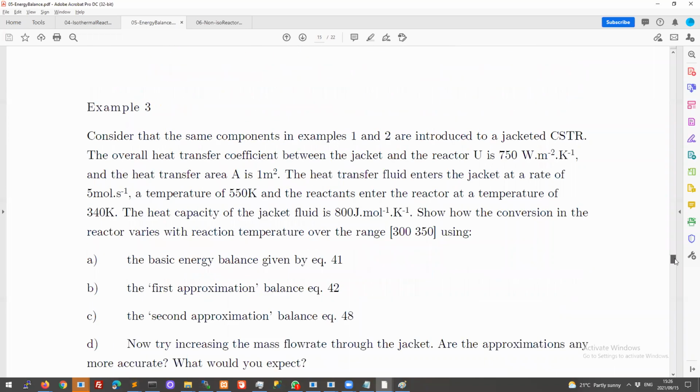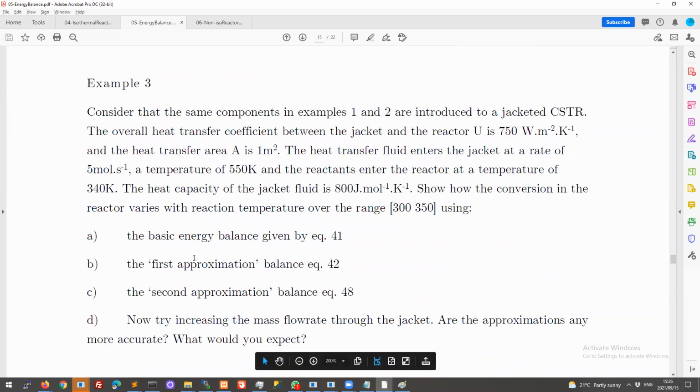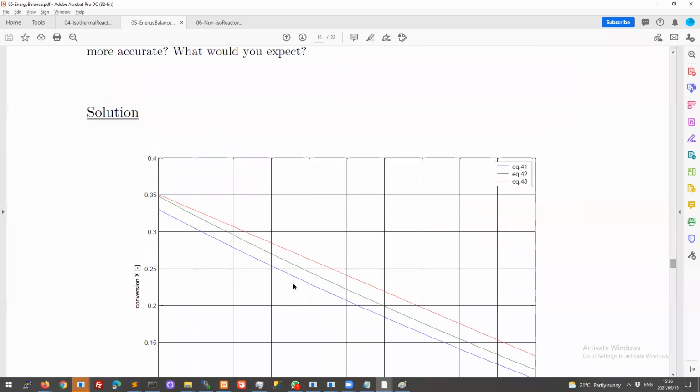Okay, and in this example, we were just looking at different approximations. So if you apply the approximation that the cooling water flow rate is high enough, then you look at when you do and when you don't apply that approximation, and we find that they are fairly close.